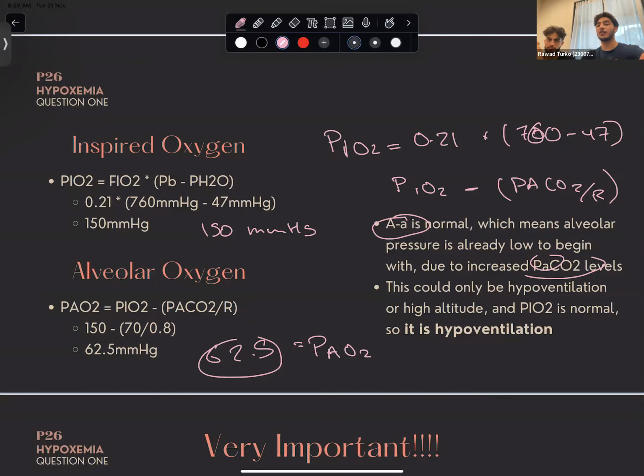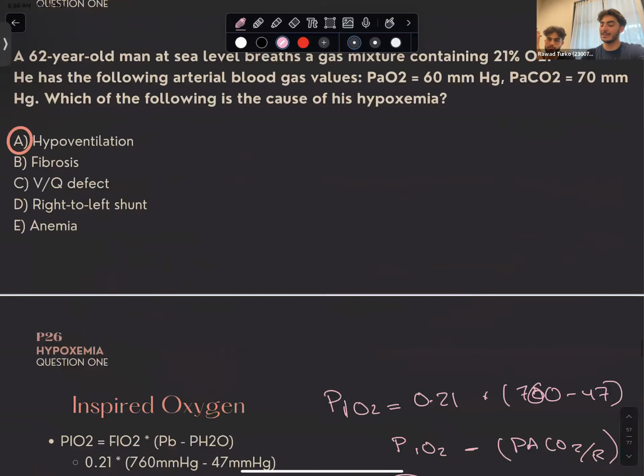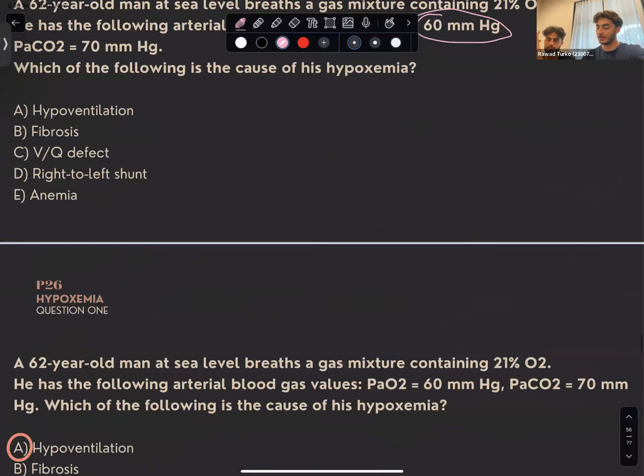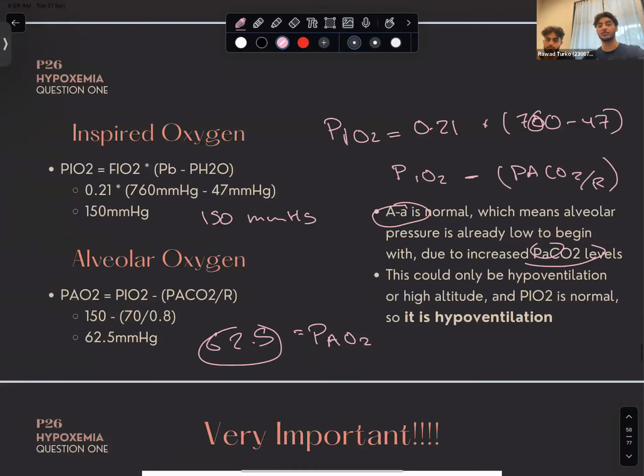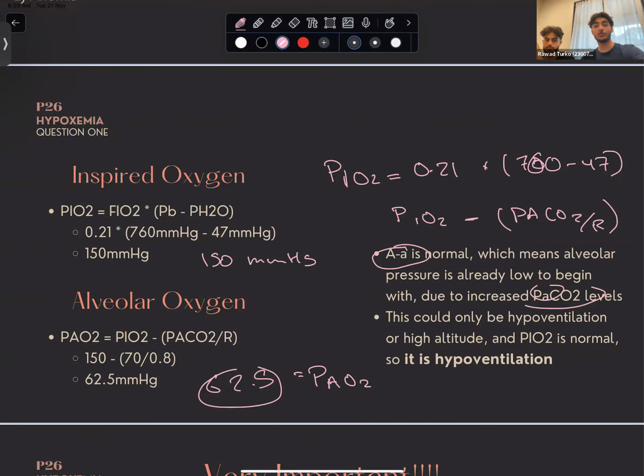How do we know that it's not high altitude? Well, first of all, they said he's at sea level. But second of all, you can look at the inspired oxygen. If the inspired oxygen is normal, and it is here, 150, that means you're not at a high altitude, you're at sea level, and you still have this normal gradient while at the same time having hypoxia. And this is telling you that it's hypoventilation.